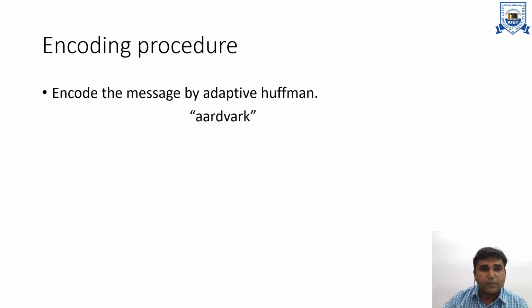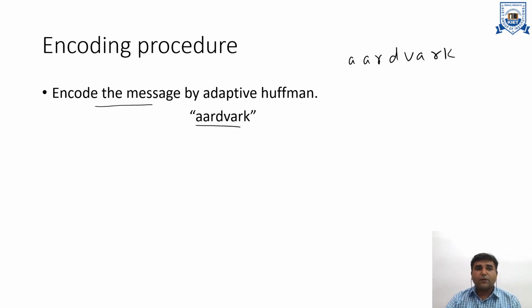Now come to the encoding procedure. Suppose we have the message AARDVAR, and we have to encode this message by adaptive Huffman. First of all, we know that there is an NYT node which will be used to update our tree. This is the NYT node, always having weight 0.